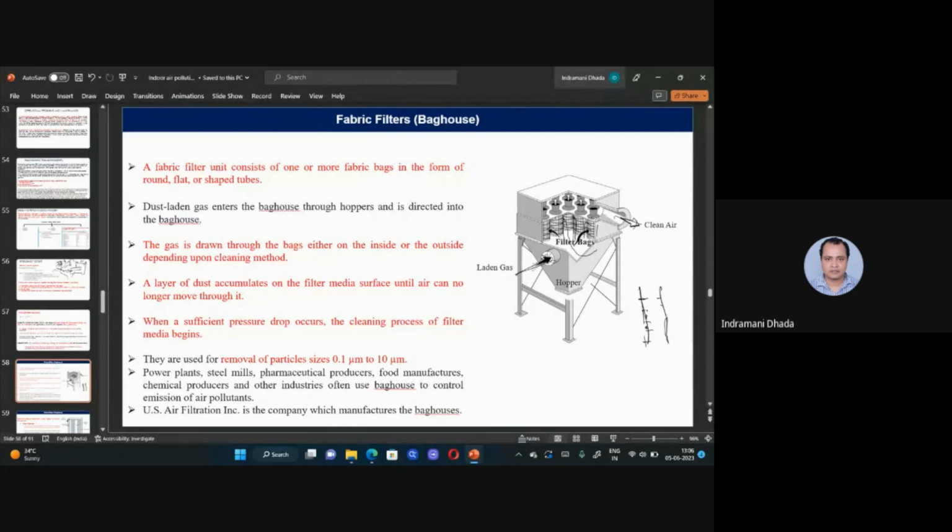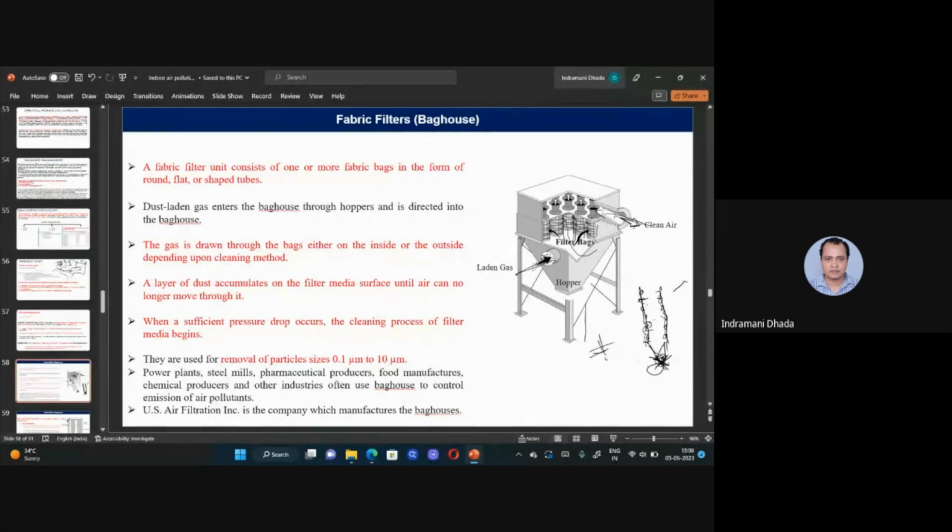When the fabric is filled with particles and all the pores are blocked, the pressure drop will be more. In that case, we can stop the supply of dirty air inside it. Then we have to remove those particles by backwashing. Backwashing means flowing the air in the opposite direction, so whatever particles are trapped inside can be removed at the bottom of the fabric.